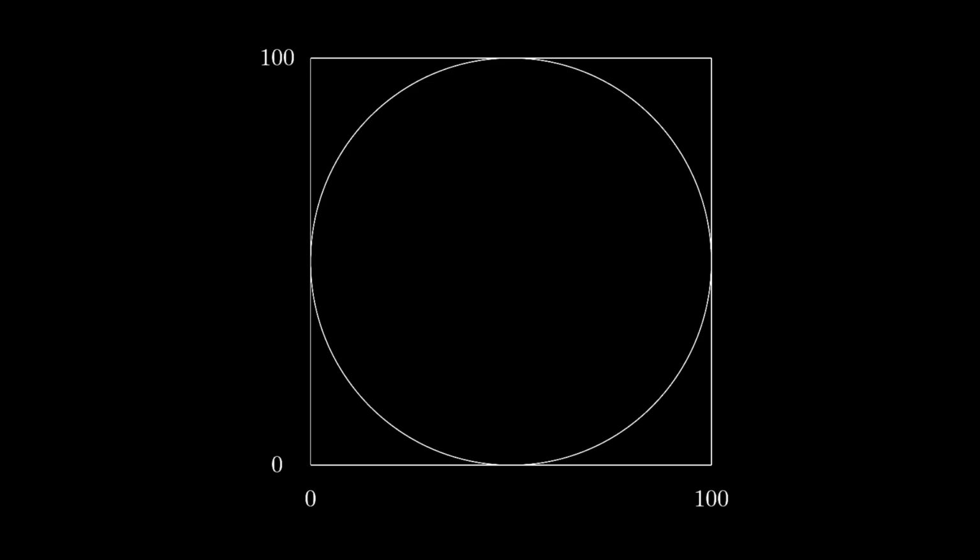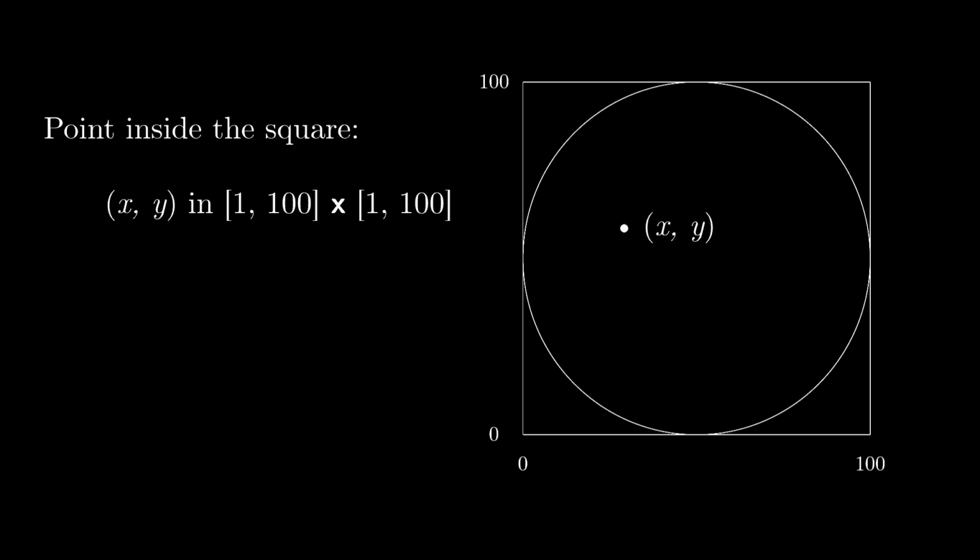Consider a square with an inscribed circle. If the square is the Cartesian product of the interval [1, 100] with itself, a point inside the square is represented with two real numbers, each between 1 and 100.